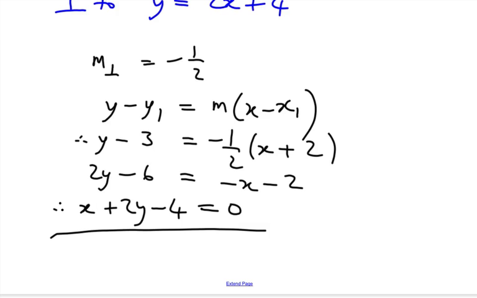X plus 2y minus 4 equals 0. There it is, standard stuff. All we've done is 2 steps. Find the gradient using that perpendicular rule that we've learned today, and then we've just used the standard rule for equations and substituted it in. There it is.